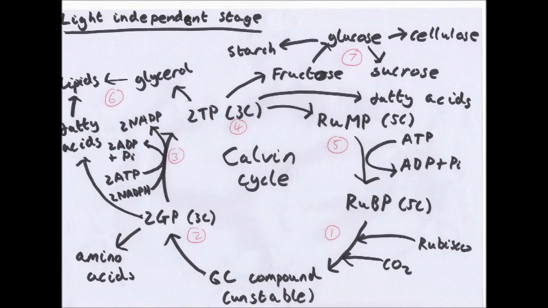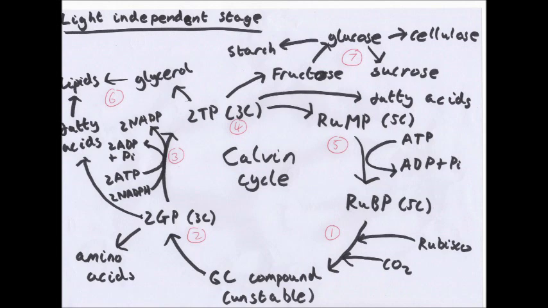Glucose can then become sucrose, which is a good transporting sugar, cellulose, which is used in cell walls, or starch, which is used for energy storage. As you've seen in the chloroplast diagram, starch granules are there. So, this stage is very complicated, a lot of different stuff.